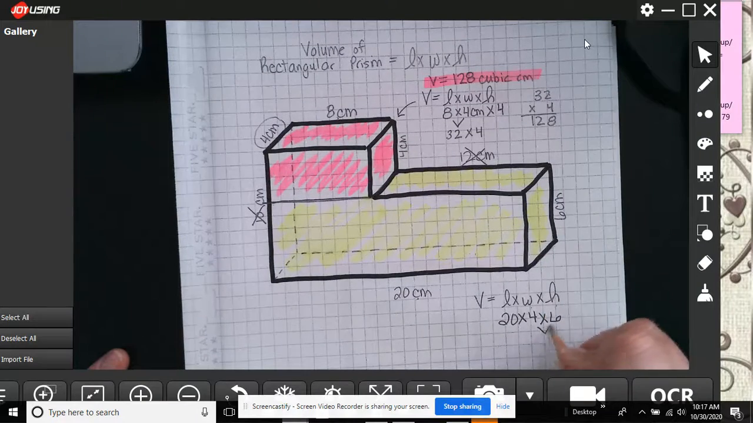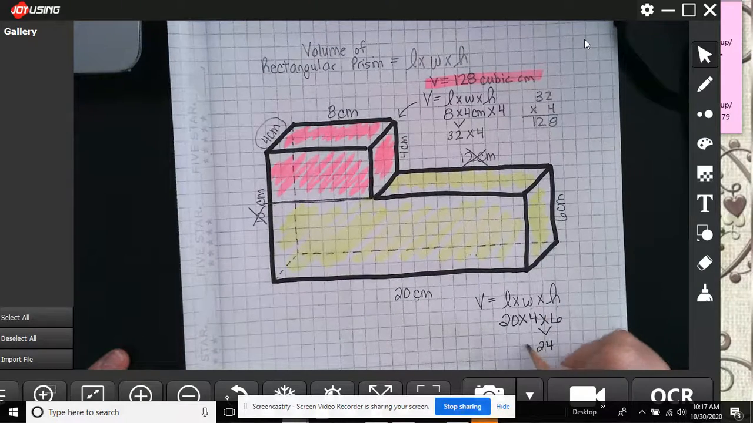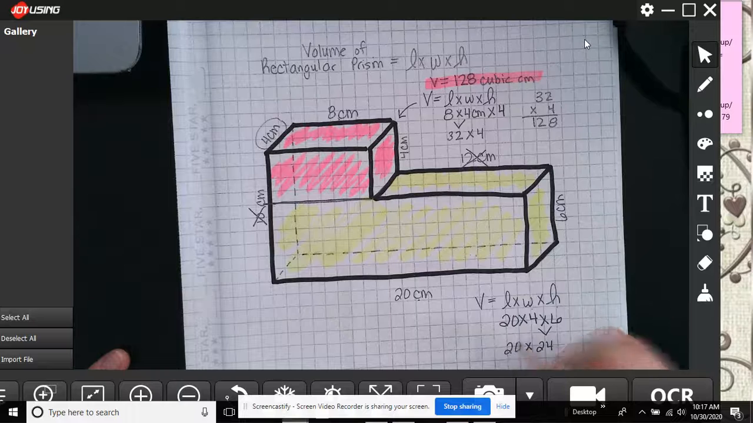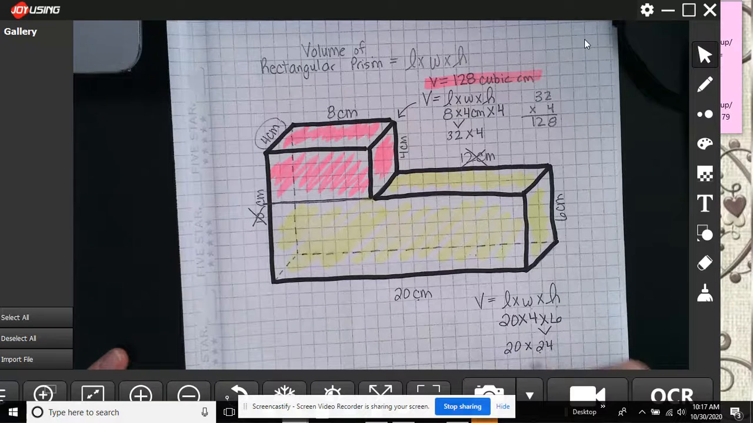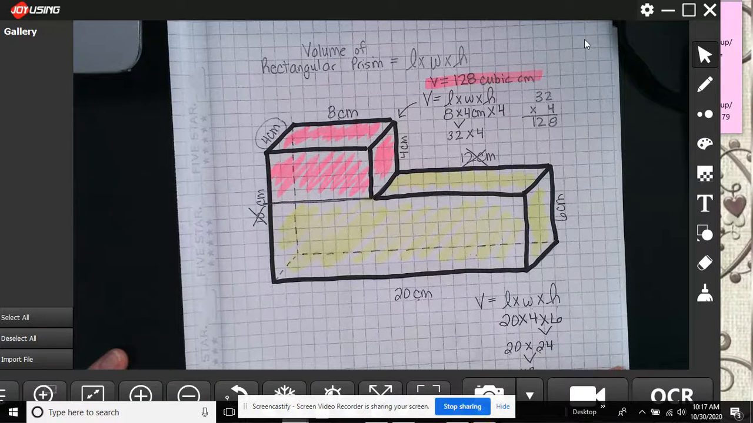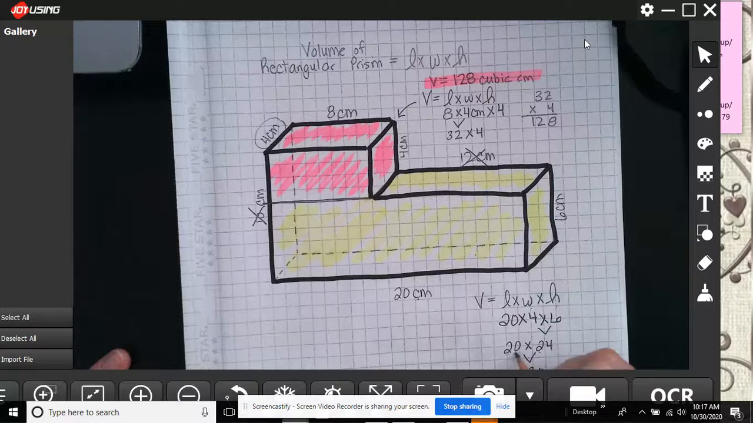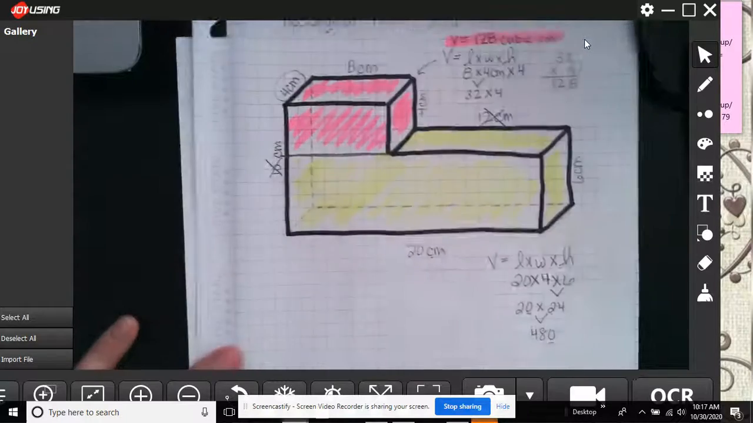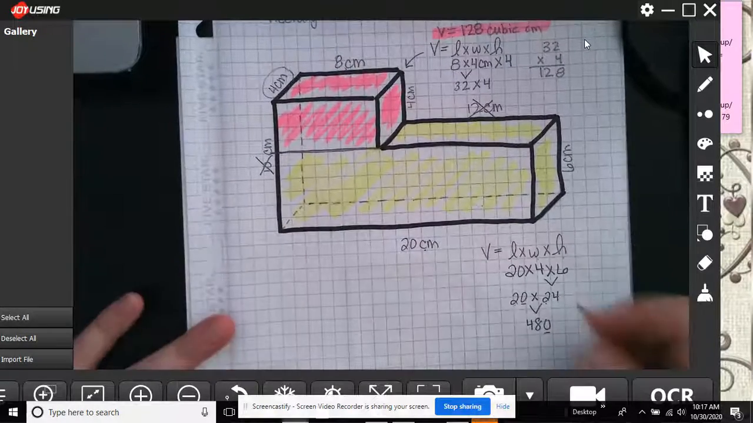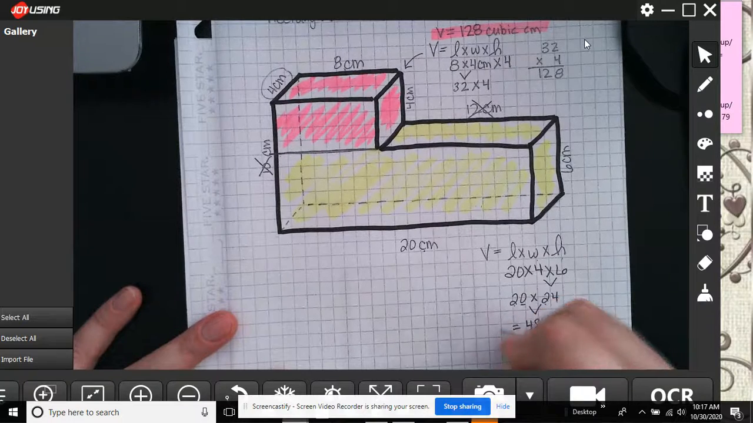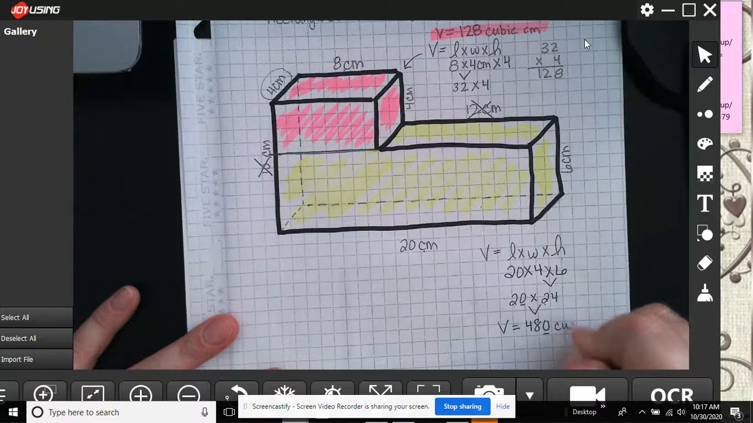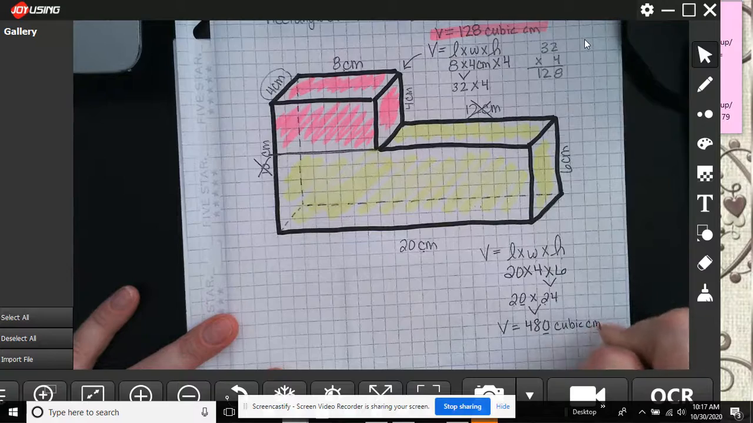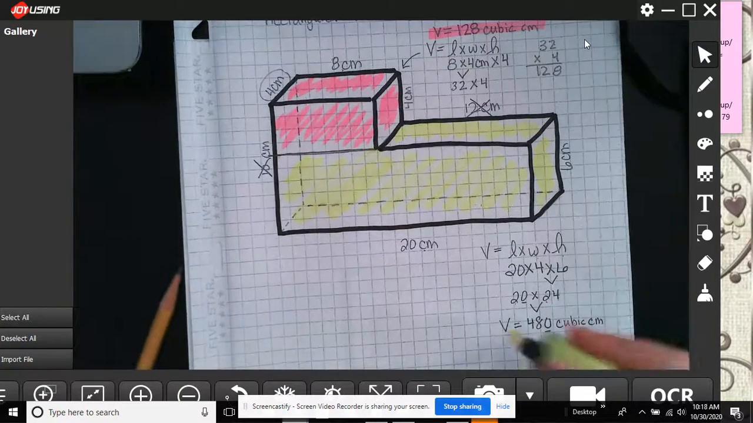So then I have 4 times 6 is 24 times 20. Well, I know 24 times 2 is 48, and I just add on my 0. That's those patterns of 10s that we've talked about. So my volume is 480 cubic centimeters of the yellow section.